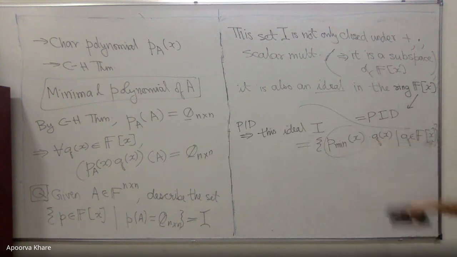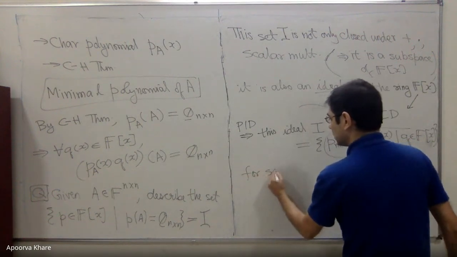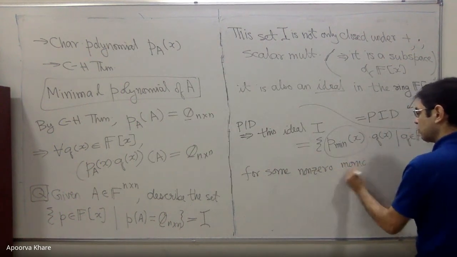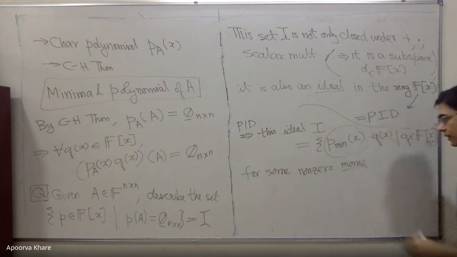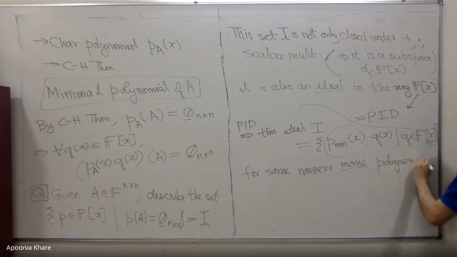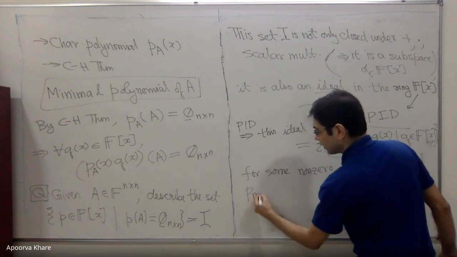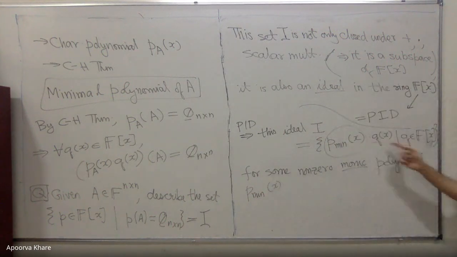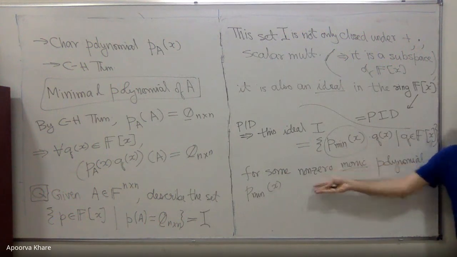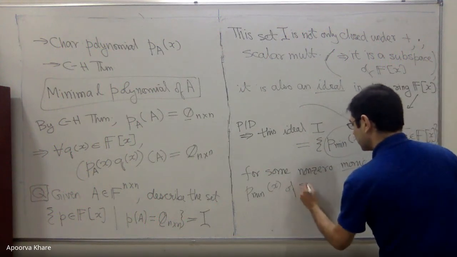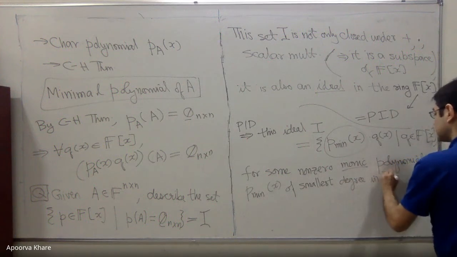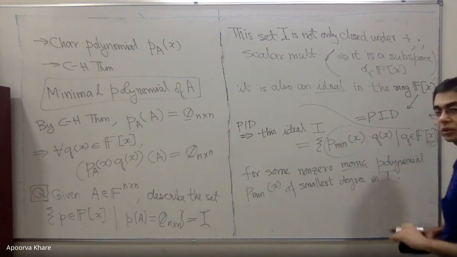We will prove the existence of this thing for some non-zero monic polynomial P min of X of smallest degree. Monic means that the top degree term has coefficient 1, the top monomial. Every other polynomial that kills it is divisible by that, so its degree is at least as big as the degree of P min. This is the unique smallest degree polynomial in this ideal I. Okay, so that is the statement.